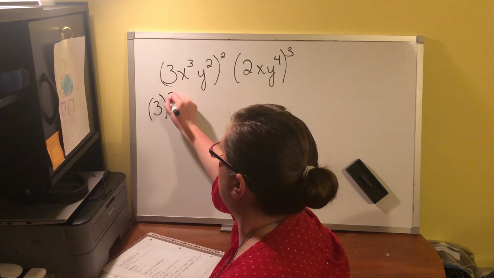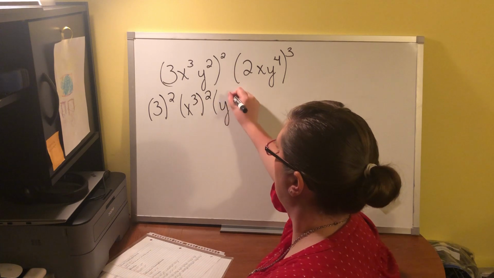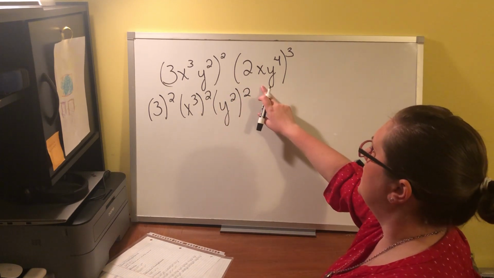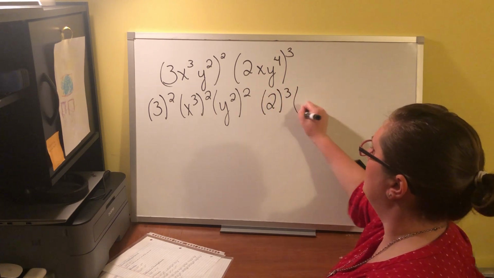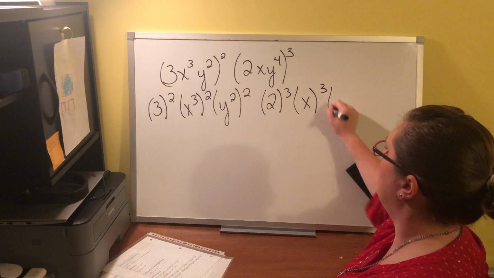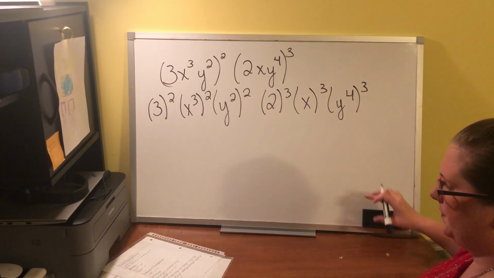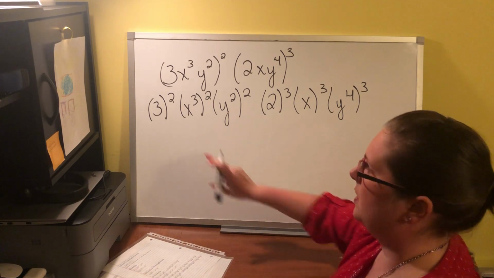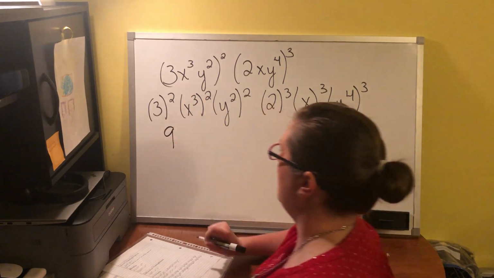This is now 3 squared times x cubed squared times y squared squared, right? That was just the first section. We need to do the same thing here, but with a 3. So this is now 2 cubed times x cubed times y to the 4th cubed, okay? And from here, we're going to start simplifying. So we can do 3 squared, right? We've been doing that. So 3 times 3 gives us 9.